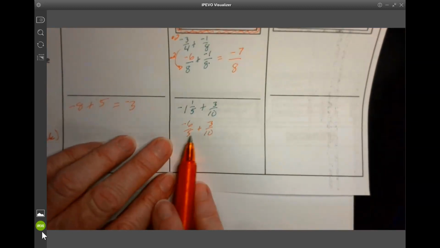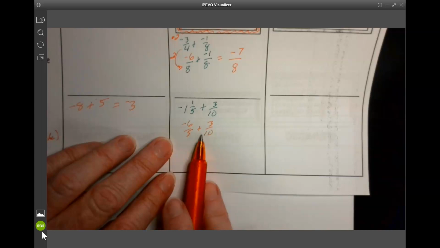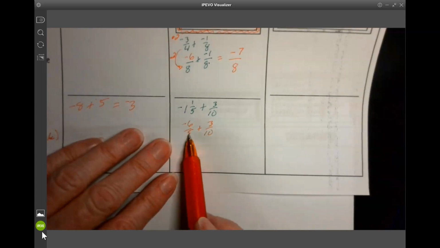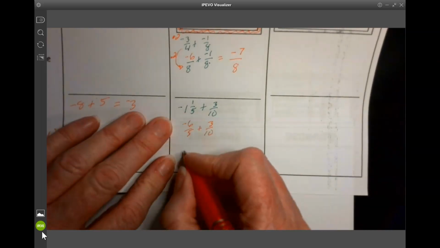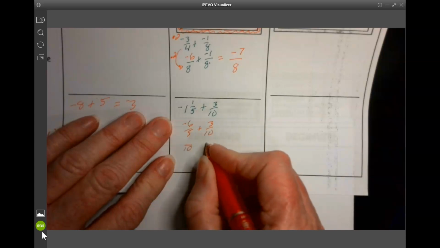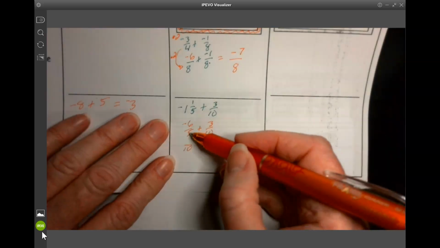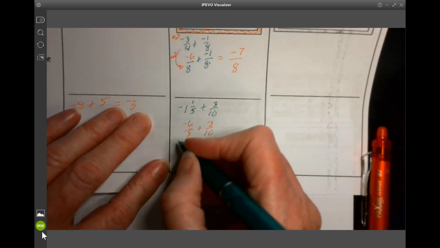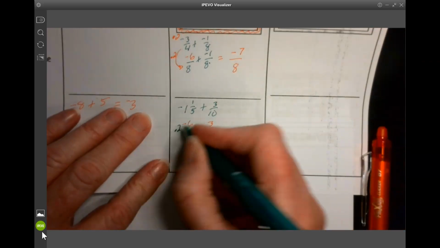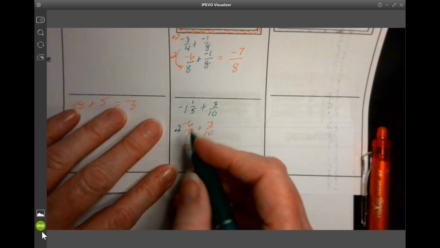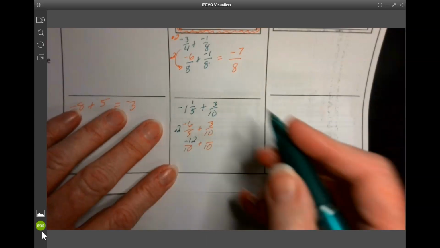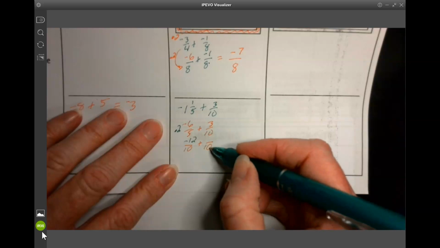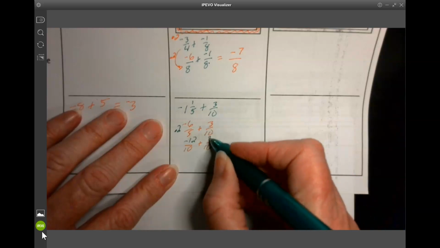Now look at that. What would you use for a common denominator? Yeah, a lot of you notice that I can take 5 into 10. So my common denominator would be 10. Awesome. What do I do to 5 to get 10? I multiply by 2. So I'm going to take 2 times negative 6 and get a negative 12. What do I do to 10 to get 10? Nothing. So just bring that 3 down.